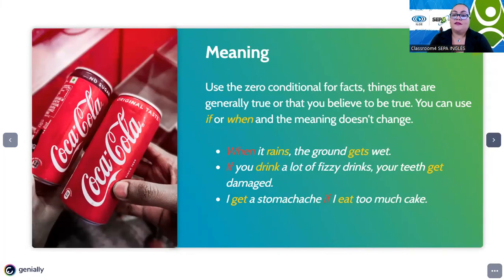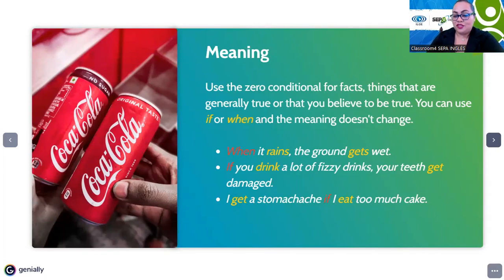When it rains, the ground gets wet. If you drink a lot of fizzy drinks, your teeth get damaged. I get a stomachache if I eat too much cake. Let's analyze. Use the zero conditional for facts, things that are generally true or that you believe to be true. You can use if or when at the beginning, and the meaning doesn't change, okay?